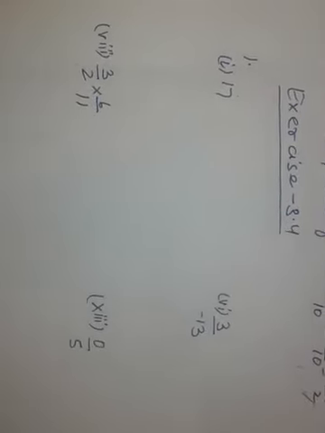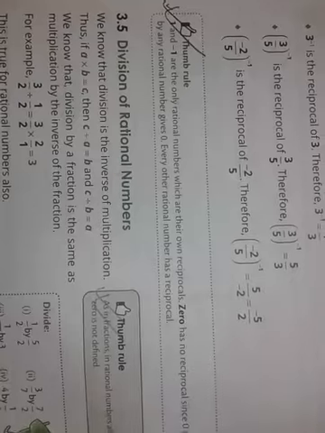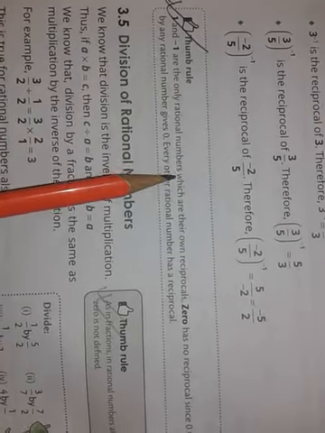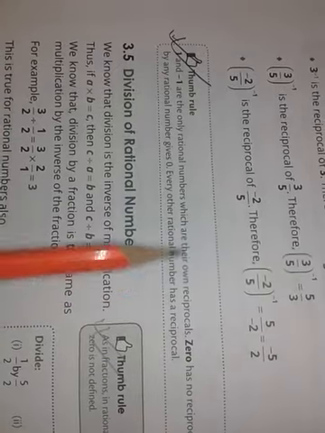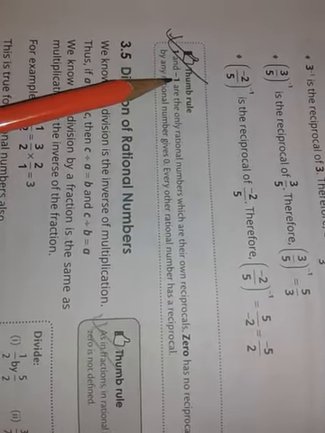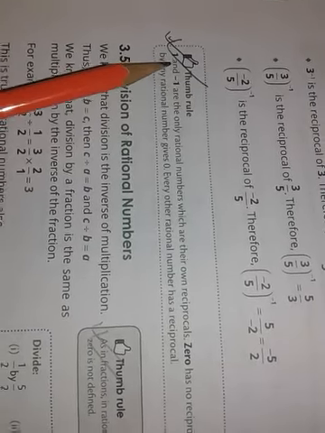Now let's go to some rules, some facts we have to keep in our mind. 1 and minus 1 are the only rational numbers which are their own reciprocal. The reciprocal of 1 is 1 itself, and the reciprocal of minus 1 is minus 1 itself.